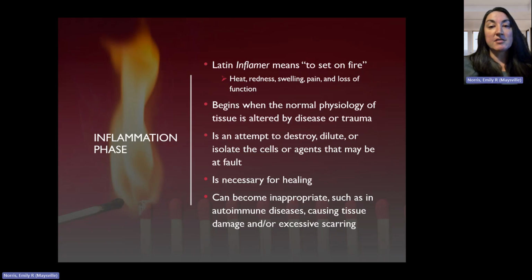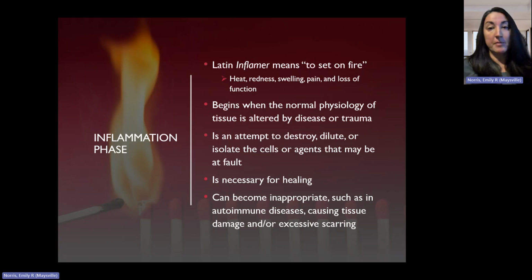Inflamer means to set on fire. So we're talking about heat, redness, swelling, pain, loss of function coming to the area during the inflammatory phase. It begins when normal physiology is altered. So either an injury like trauma or some type of disease changes what is normally occurring, and that starts the inflammatory phase. It's an attempt to destroy, dilute, or isolate the cells or agents that may be at fault, and it's a necessary part of healing.